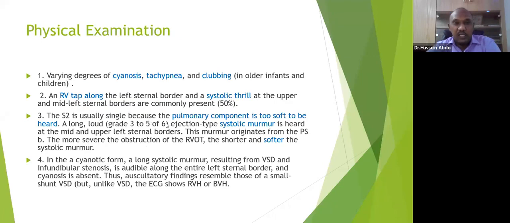In the physical examination, you will find this patient cyanotic, sometimes tachypneic. Clubbing usually occurs late in this patient, after the infantile period or in early childhood. You might find RV taps due to RVH and a systolic murmur. You might also find a single second heart sound, because the pulmonary component is too soft in this patient due to right ventricular outflow obstruction or severe infundibular spasm. So you might not hear the murmur.